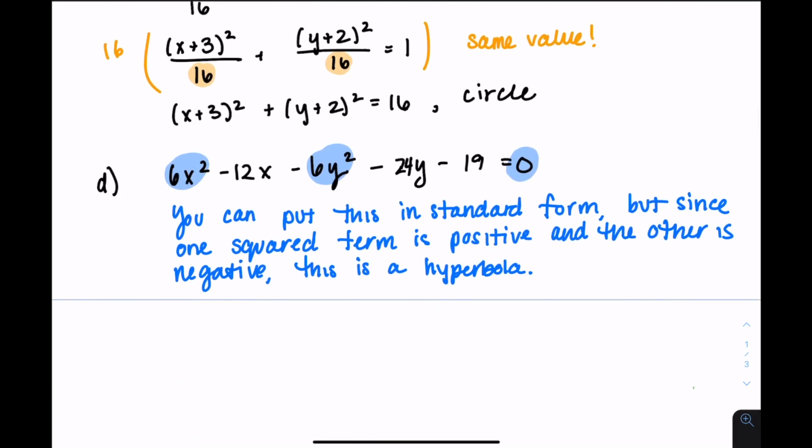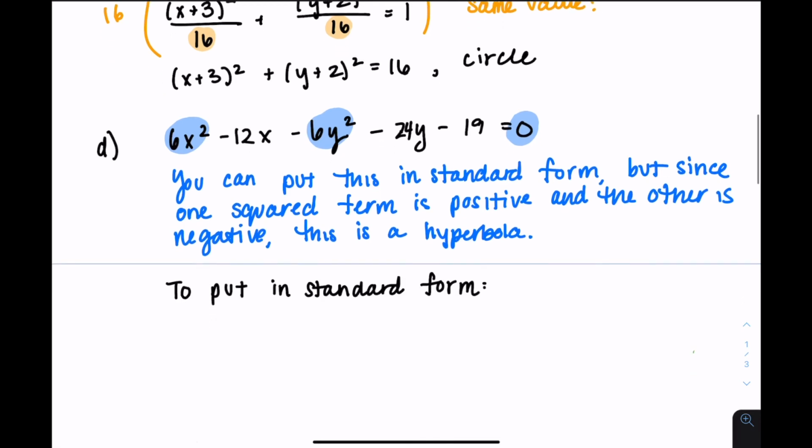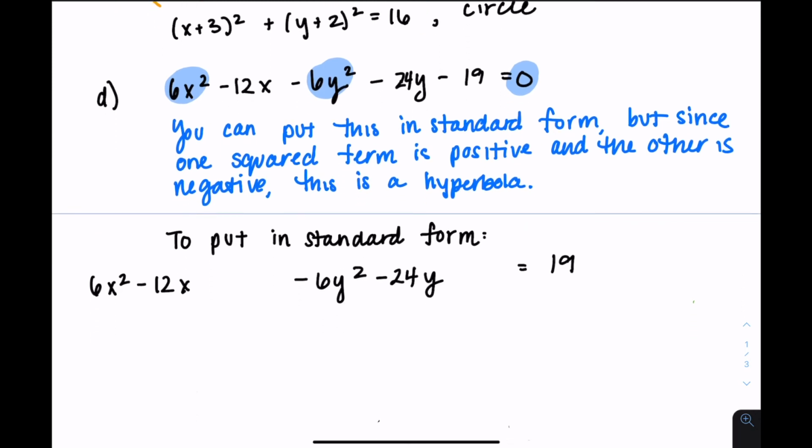So let's go ahead and still get practice with putting it in standard form. We need to complete the square on each of those variables. So I'm going to go ahead and group the x's, group the y's, and then move the 19 to the other side. So here I need to take out a 6, and that's going to leave me with x squared minus 2x. Over here, I need to take out a negative 6, and that leaves me with y squared plus 4y. And then on the right-hand side, we still have that 19.